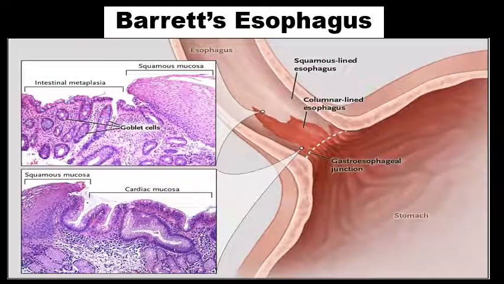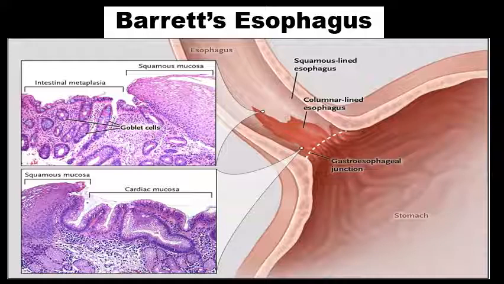Now we come to the next disorder of the stomach and the lower gastroesophageal junction called Barrett's esophagus. Barrett's esophagus is a complication of long-standing GERD. After many years of GERD, like more than 5 years, the epithelium of the lower esophagus undergoes a histologic change from a normal stratified squamous epithelium to a columnar epithelium.